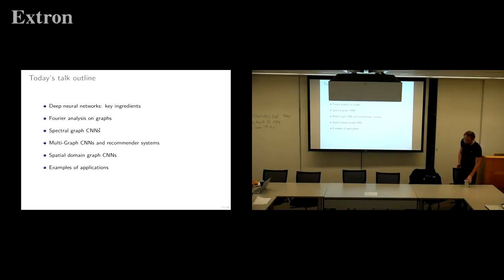Okay, so I will start with a very brief description of what deep neural networks are and what are the basic ingredients. Then we'll try to generalize them to non-Euclidean settings, to graphs, first using spectral methods. So we'll talk about Fourier analysis on graphs. And then we'll see several extensions, for example, applications where you have multiple graphs, and this has to do with applications like recommender systems or matrix completion. And then I hope I have time at the end to talk also about spatial domain methods and maybe some examples of more exotic applications like in high energy physics or biomedicine. Okay? And of course, feel free to interrupt me anytime.